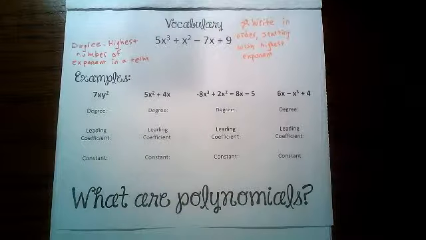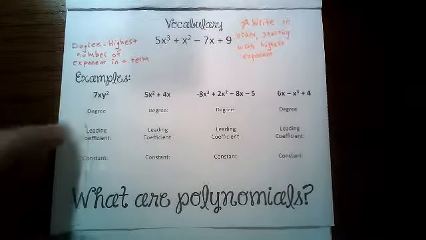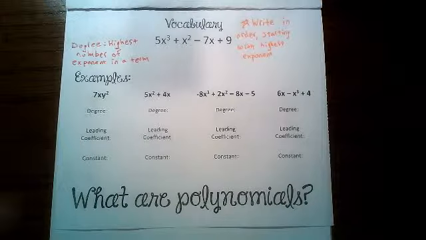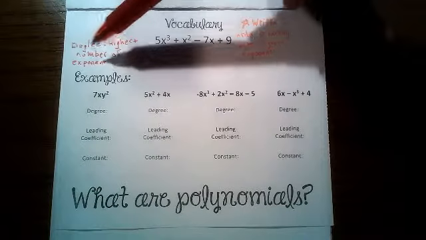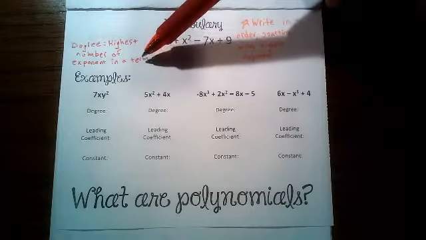So with polynomials, there are certain features of them. The first feature is called the degree of the polynomial. The second one is the leading coefficient, and the third is the constant. Now you don't always have a constant, so sometimes that's going to be none, but you'll see that for each of these we're going to state what the degree is, the leading coefficient, and the constant. Now, the degree is the highest number of exponents in a term.